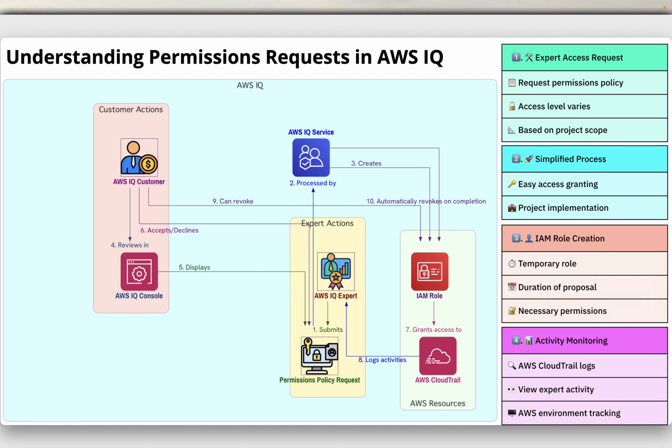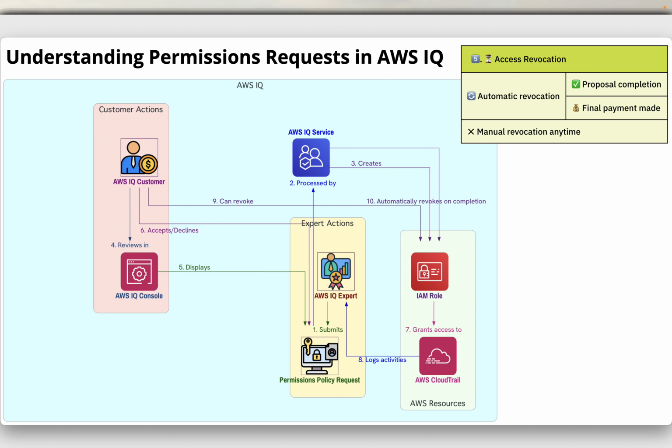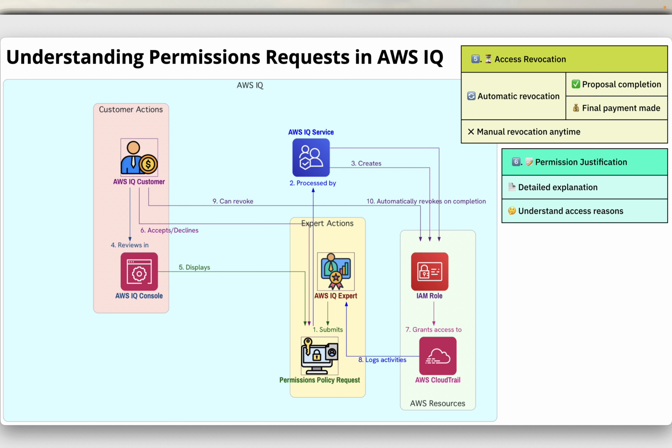You can view AWS CloudTrail logs of the expert's activity in your account. This allows you to keep track of what the expert is doing within your AWS environment. Access is automatically revoked at the completion of the proposal when the final payment is made. You can also revoke access at any time if needed. An expert might include details about why they are requesting a certain level of permissions. This helps you to understand the reasons behind their access request.